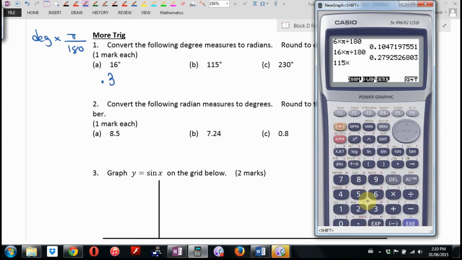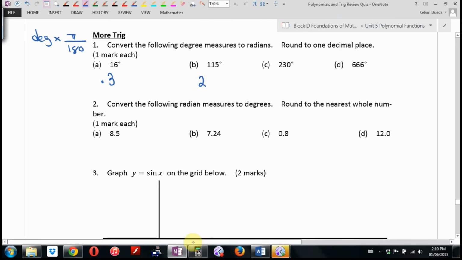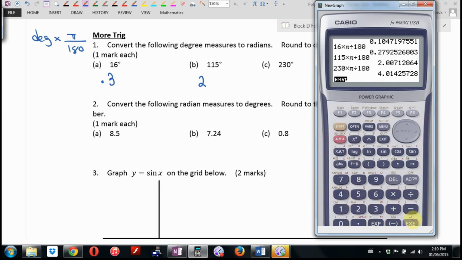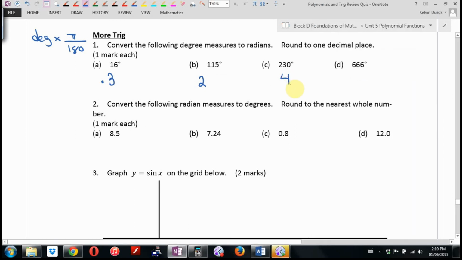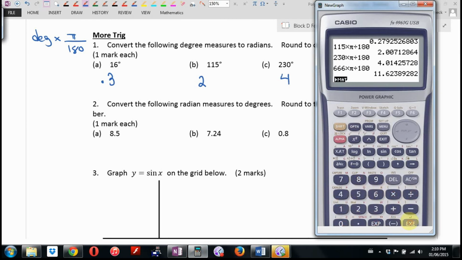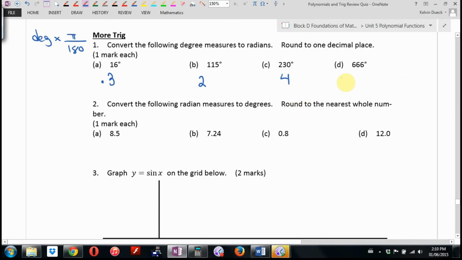115 times pi divided by 180. 2 radians. Hey, 230 is twice as big as 115. I bet you the answer is 4 radians, but let's find out. Four radians. 666 times pi divided by 180. 11.6 radians.